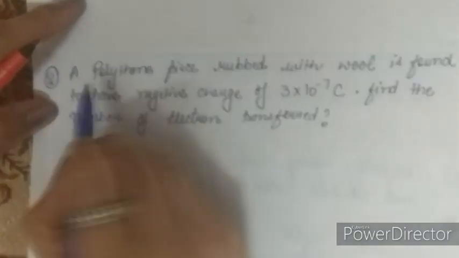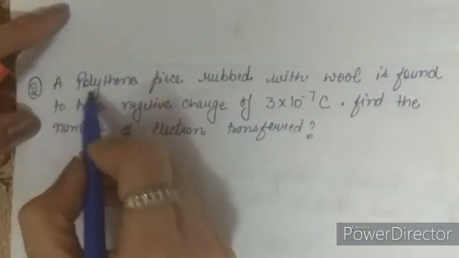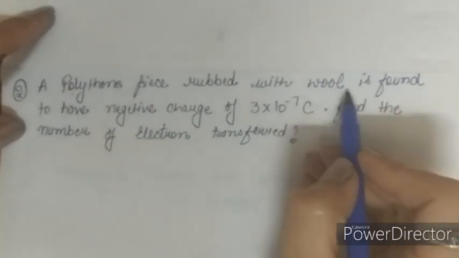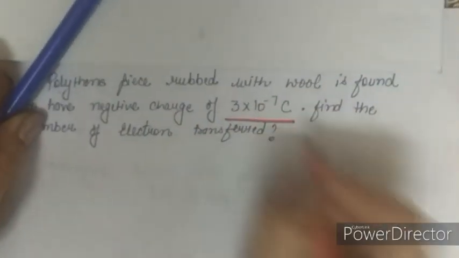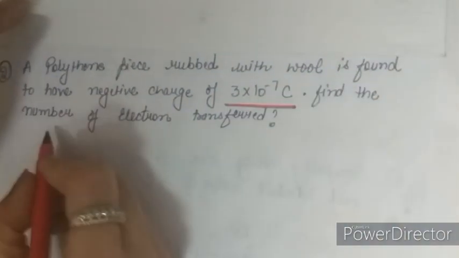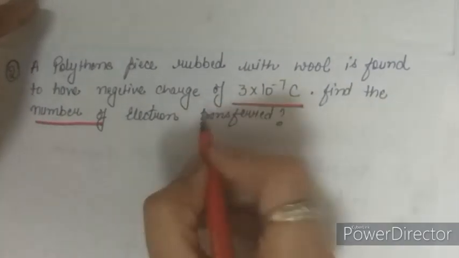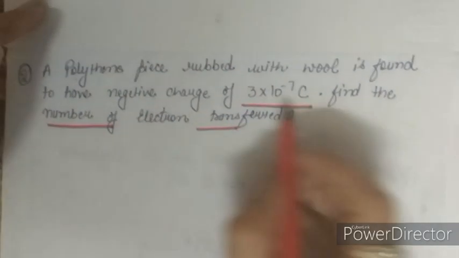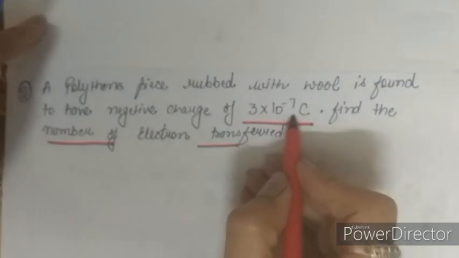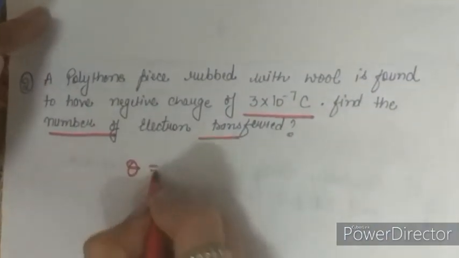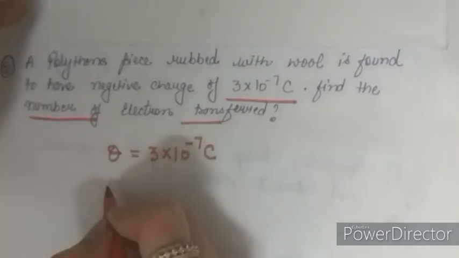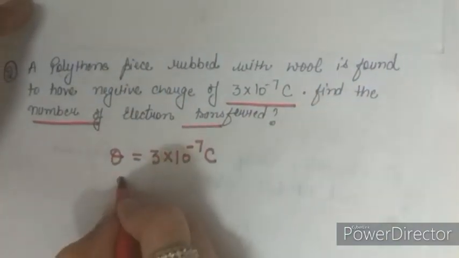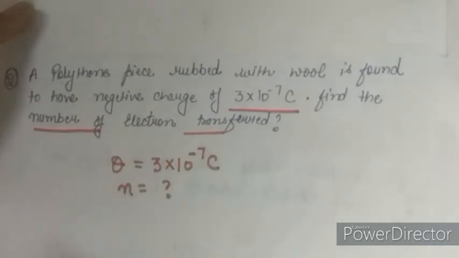Now our second question is: a polythene piece rubbed with wool is found to have a negative charge of 3 into 10 to the power minus 7 coulomb. Find the number of electrons transferred. So what is given to us? The charge that is 3 into 10 to the power minus 7 coulombs, and we have to find out the number of electrons transferred.